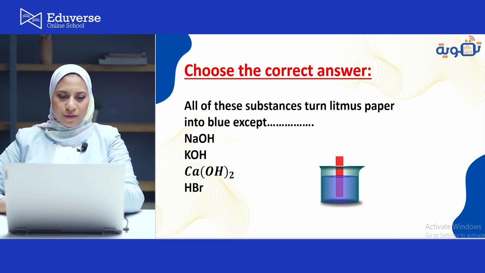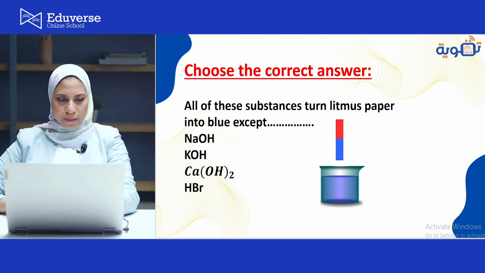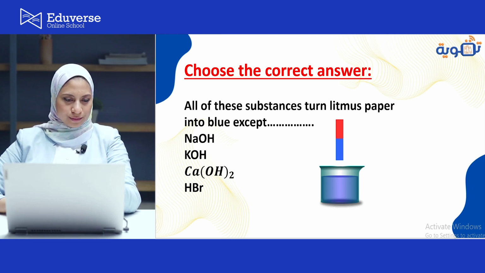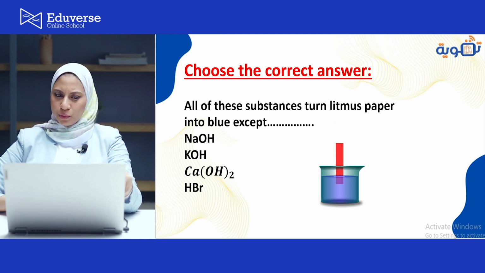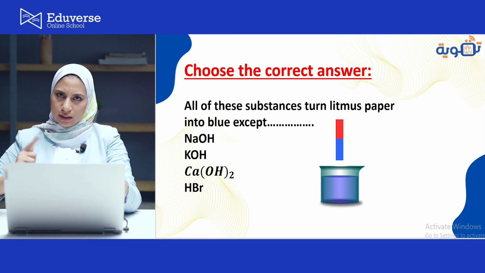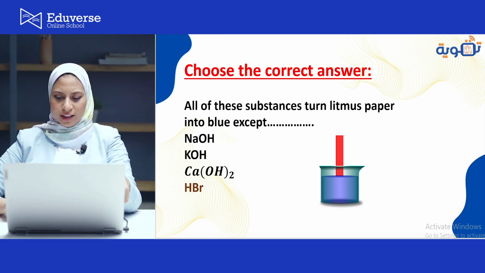Okay. All of these substances turn litmus paper into blue with letter B, except, okay, NaOH, base, blue, KOH, base, blue also, Ca(OH)2, another base, HBr. Yes, it will be HBr.